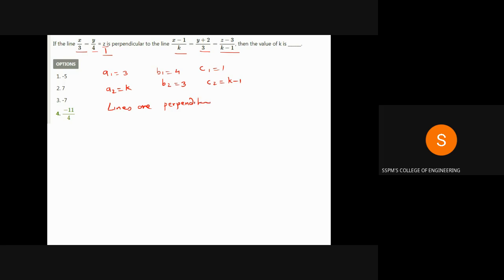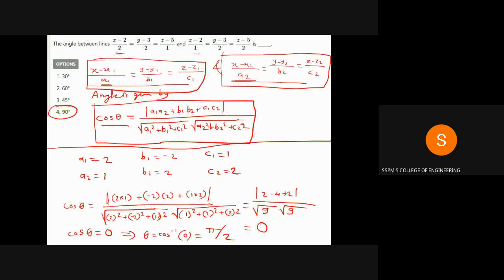Lines are perpendicular. In the last example we saw that lines are perpendicular. When will the lines be perpendicular? When cos of theta, where theta is the angle between them, is 90 degrees, or theta is equal to pi by 2. When these are two lines perpendicular to each other, the angle between them is 90 degrees. Only then do we call them perpendicular lines.